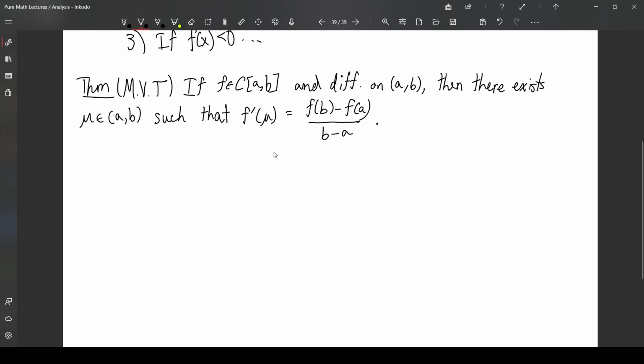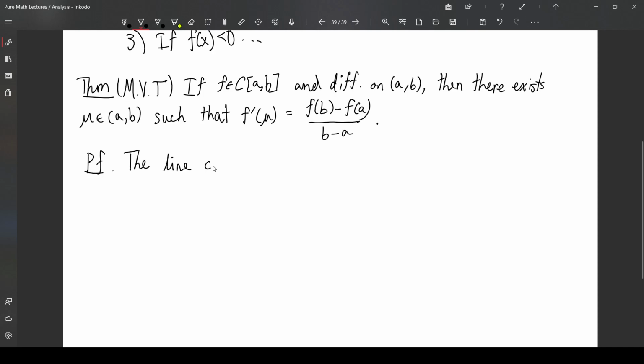And this can be understood as the average rate of change of f over the interval a to b, right? It's the difference in y values divided by the difference in x values. Okay? And so the mean value theorem is saying we can find some point where the derivative of the function is equal to the average rate of change. So the way we're going to do this is essentially reduce the function f into a function which we can use Rolle's theorem on.